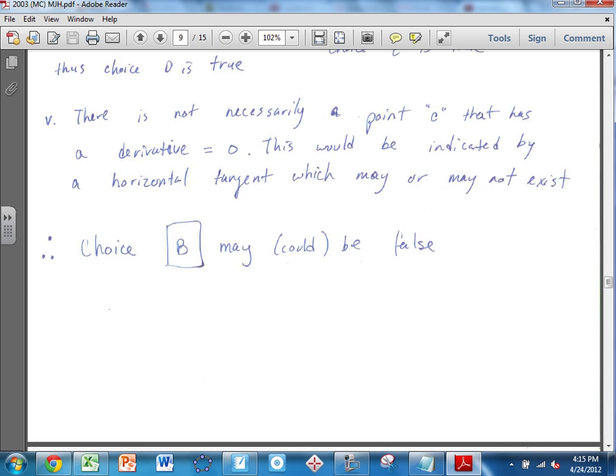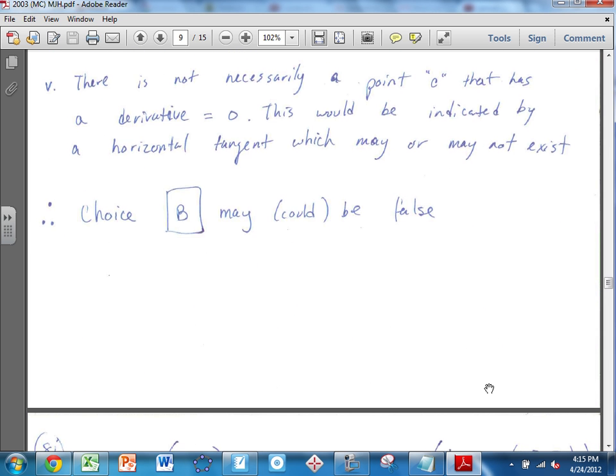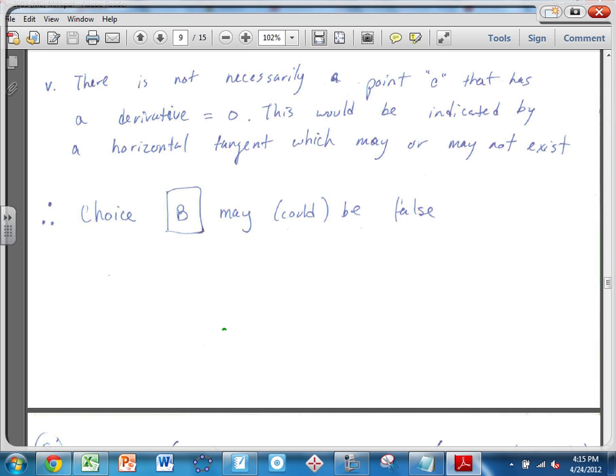So take a look. There's not necessarily a point C that has a derivative equals 0. This would be indicated by a horizontal tangent, which may or may not exist. Okay, again, this has to do with the fact that if you connect these, they might look like this. There's no horizontal tangent really. Maybe at the top there. If I connected them like this, there might be one there. But the easy example to prove this false is a linear function. If I drew it like this, then yeah, there is a horizontal tangent. And here there is one also.